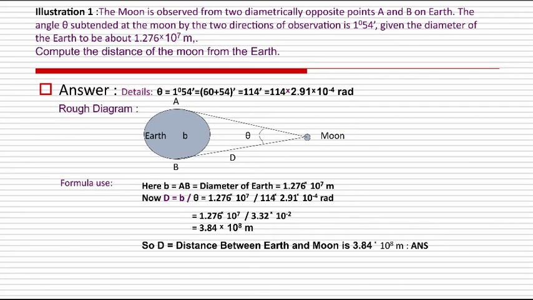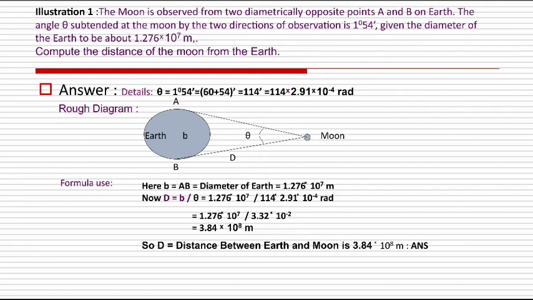Now let us solve example 1, that is the illustration 1. The moon is observed from two diametrically opposite points capital A and capital B on Earth. The angle theta subtended at the moon by the two directions of observation is 1 degree 54 minute. Given the diameter of the earth to be about 1.276 into 10 raised to 7 meter, compute the distance of the moon from the earth.